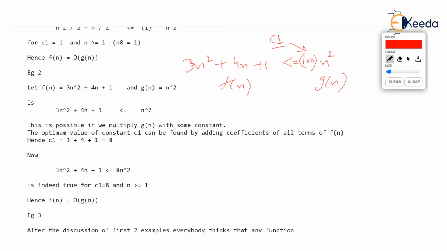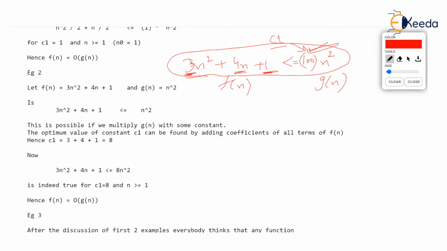But then you confirm, is it true for n equal to 1, n equal to 2, and will it be true for n equal to infinity? Indeed, it will be true for some high constant, for some heavy constant. But in many complex cases, it's not always possible to confirm whether it is true, or we get confused. The best approach is that you add these coefficients, isn't it? And it is going to give you the result. So this is the fastest way of finding that constant C1.